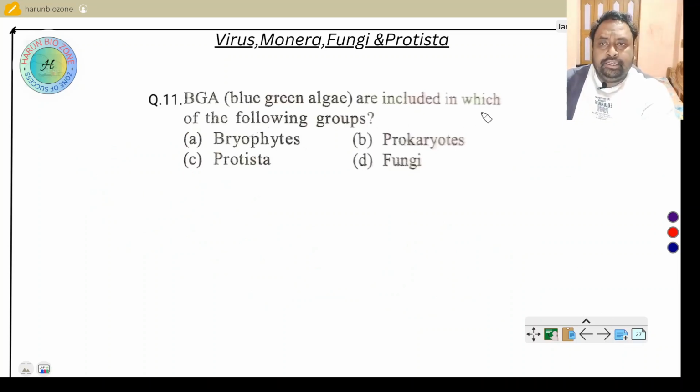BGA are included in which of the following groups? BGA are prokaryotes and algae. Algae and prokaryotes, the answer is algae and prokaryotes.